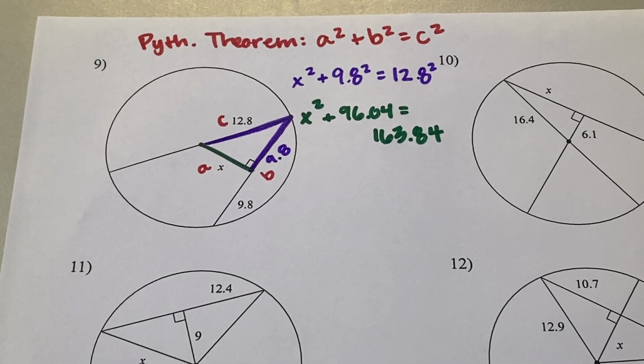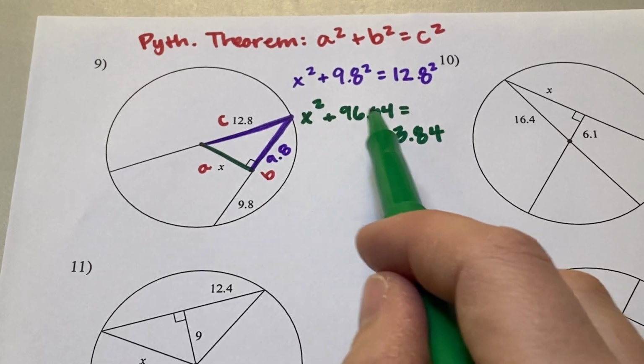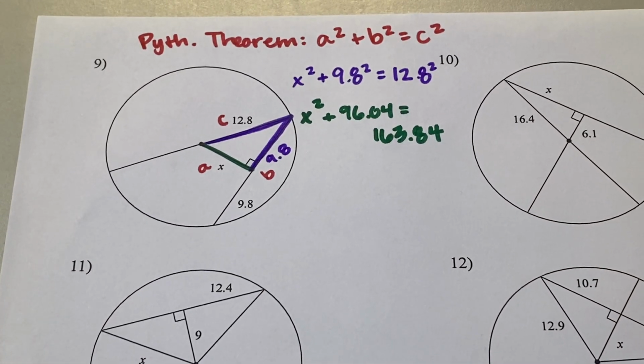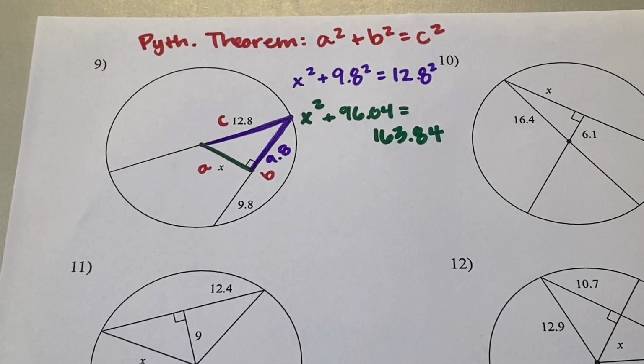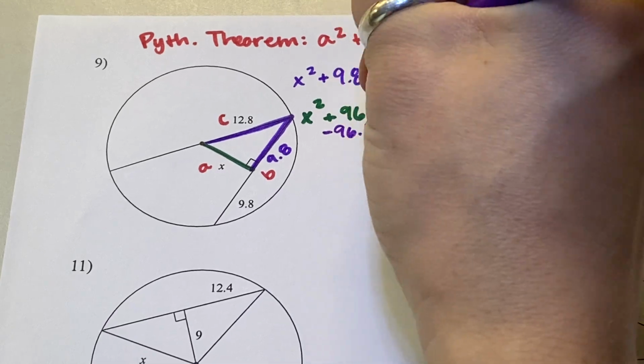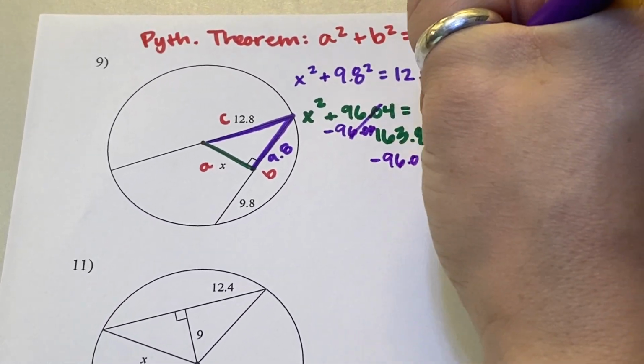Colin, what's my next step? I have this equation right here. I'm trying to get x by itself. Do I need to get rid of the squared or this 96.04? How do I get rid of it? Minus. Good job. Okay, we're going to subtract this 96.04 from both sides.